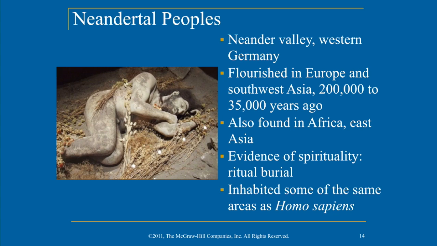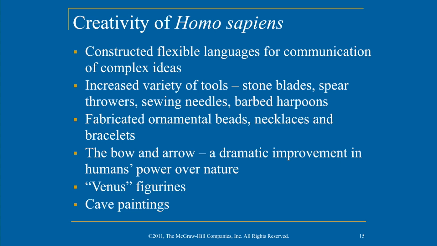We know the Neanderthal peoples inhabited the same areas as Homo sapiens. There was some interaction between them. They were smaller brained than the Homo sapiens, and that eventually will lead to some of their decline and extinction. Creativity of Homo sapiens. These Homo sapiens constructed flexible languages for communication of complex ideas. This is the change to all the sounds with your vocal cords and your tongue.